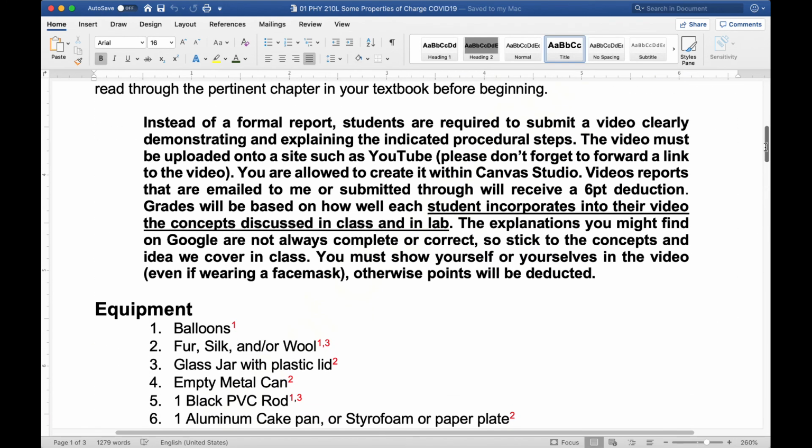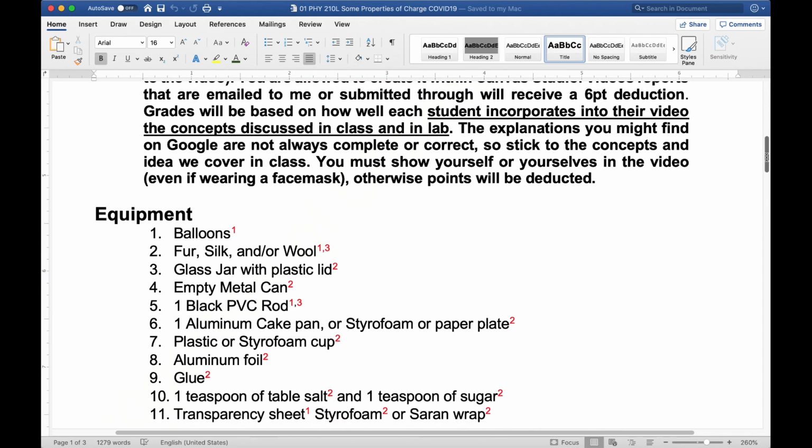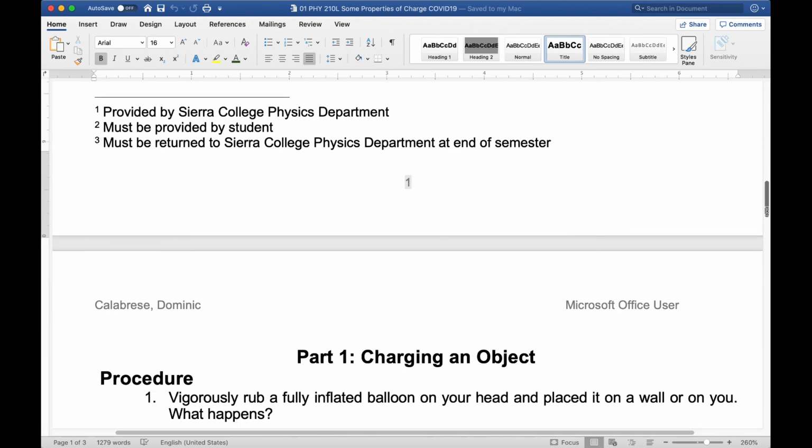So you're going to create a video either on Canvas or on YouTube. And basically what you're going to do is observe and explain. And there's some things in here I forgot to remove, like the silk, because I don't think you have silk in your lab kit. And I got rid of the part where you have to use glass because it doesn't work well.